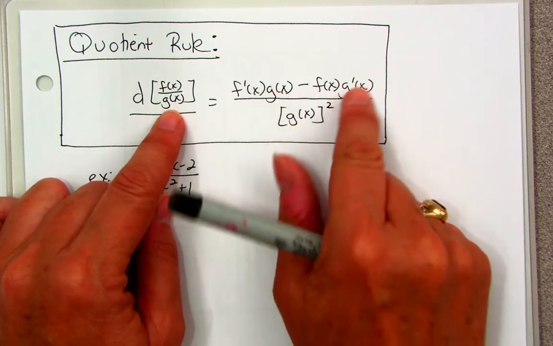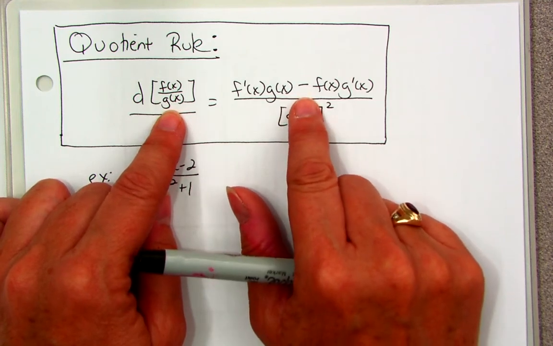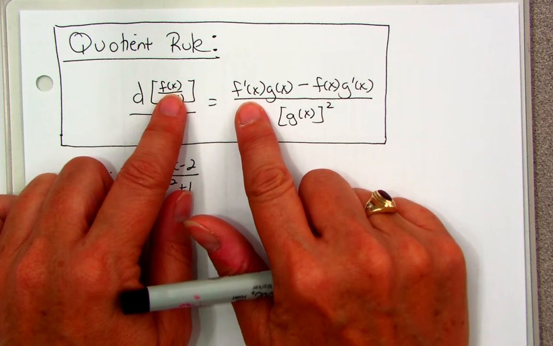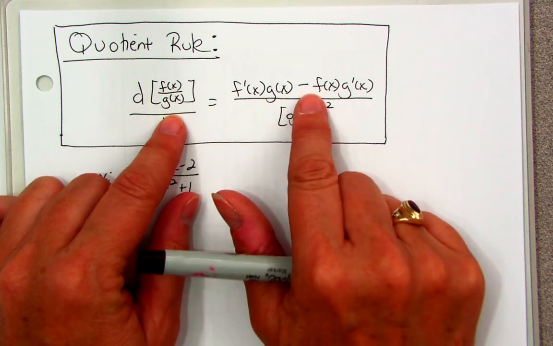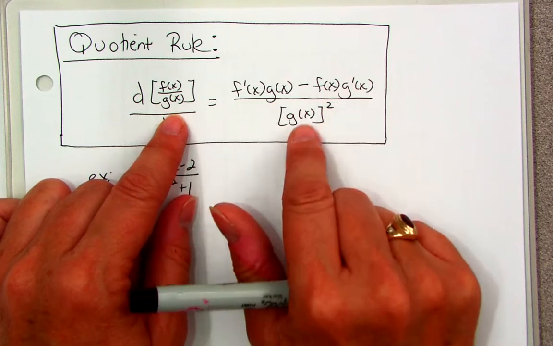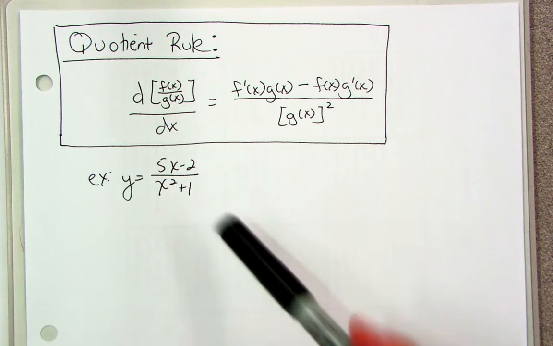So the numerator looks a lot like the product rule, except product rule has plus, this one has minus. So you always start by taking the derivative of the numerator times the denominator minus the numerator times the derivative of the denominator, all over the denominator squared. So let's do this example. Clearly, I'm going to use the quotient rule on this one.